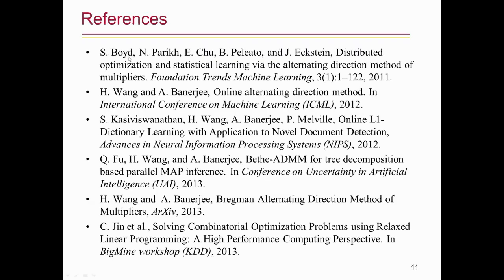A few quick papers. The first paper is not by our group, but it gives you a fantastic introduction to alternating direction methods, by Stephen Boyd and colleagues. The other papers are by us. We have been publishing these over the last 2-3 years. You should be able to find most of these online.